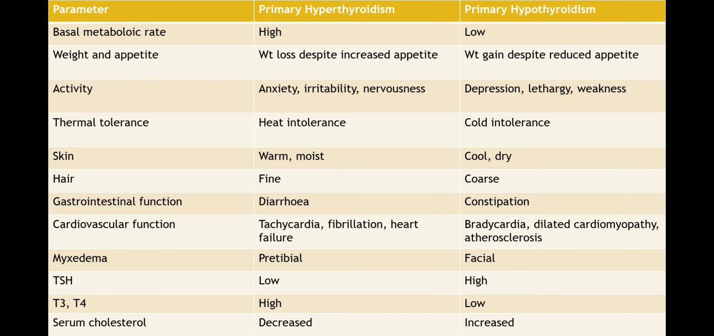The TSH value is low in primary hyper and high in primary hypothyroidism. T3 and T4 levels are high in primary hyperthyroidism and low in primary hypothyroidism. The serum cholesterol levels are reduced in primary hyperthyroidism while they are increased in primary hypothyroidism.